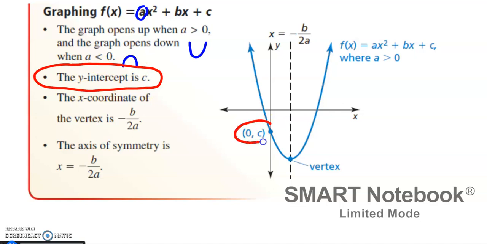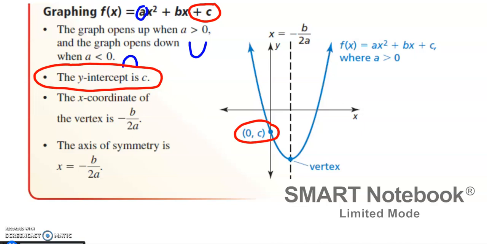The next thing we need to talk about is the y-intercept is going to be c. On the graph, it's right here on the y-axis. Just like in slope-intercept form back when graphing linear equations, your b value was your constant. So that was going to be your y-intercept. Likewise, your c value here, your constant term in a quadratic equation, is going to be your y-intercept.